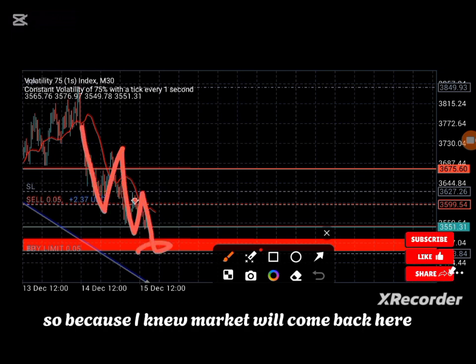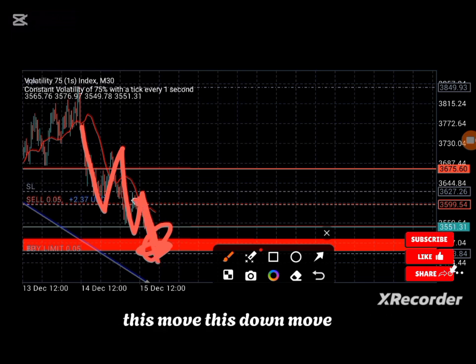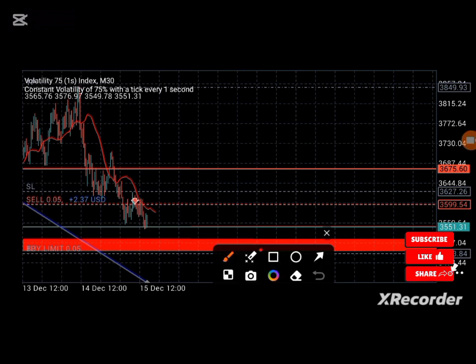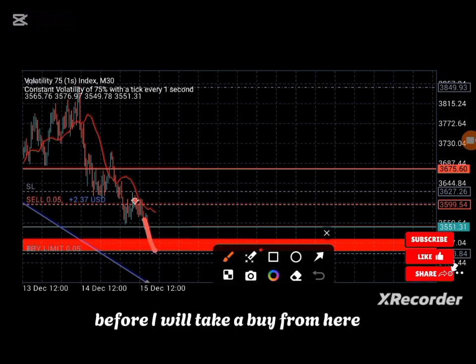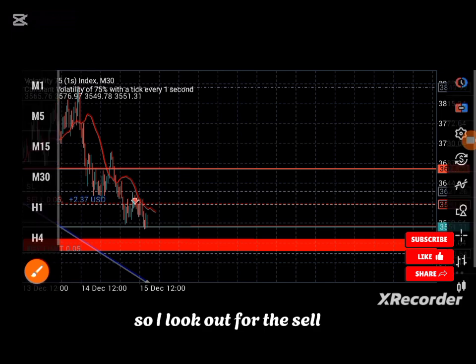Because I knew the market would come back here, I had to capitalize on this lower low move, this down move, all the way to this support zone here, before I take a buy from here. So I looked out for the sell.